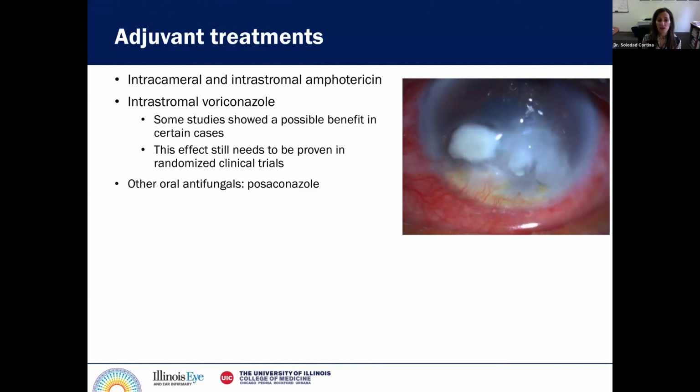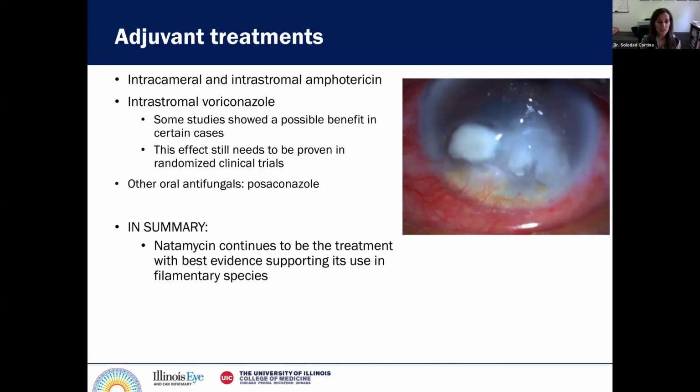Other oral antifungals that can be considered include posaconazole. So in summary, I think natamycin continues to be the treatment with the best evidence supporting its use in filamentary species, and we may consider oral voriconazole if the organism is fusarium.